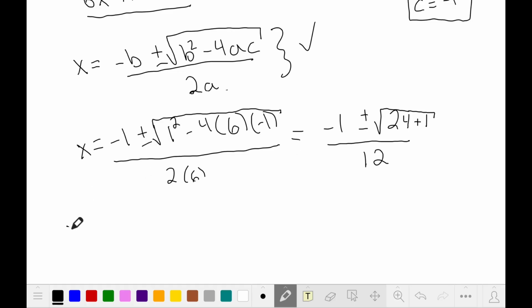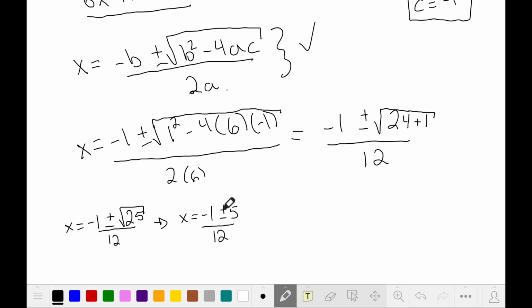And then we're going to have x is equal to negative 1 plus or minus the square root of 24 plus 1. That's just the square root of 25, divided by 12. And here we see once again that being good at your multiplication tables makes the work a lot easier. We're going to have x is equal to negative 1. Now what times what gives you 25? Well, that's 5. Plus or minus 5 divided by 12.